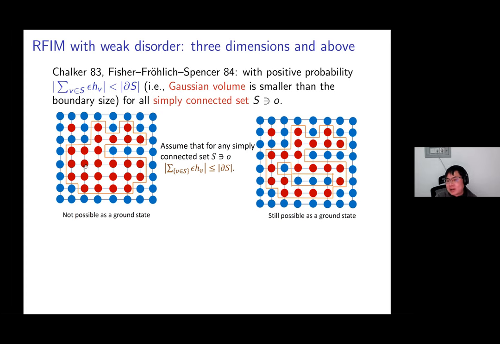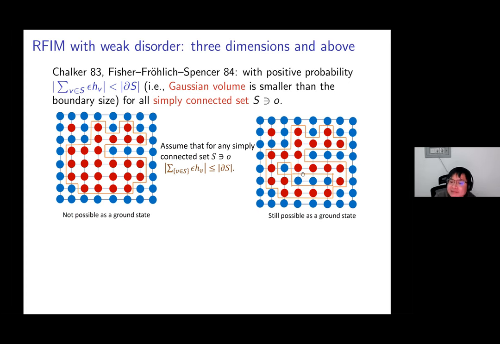This is not possible as a ground state from Fisher, Fröhlich, Spencer, because if this is the case, we can just flip all the red spins enclosed by the orange boundary, and by this dominating inequality, that the Gaussian volume is less than the size of the boundary, we see that this would further decrease the Hamiltonian and as a result contradict the definition of ground state. However, their results cannot rule out the ground state on the right-hand side.